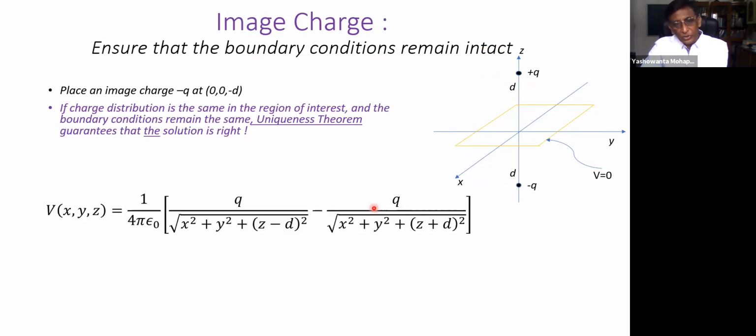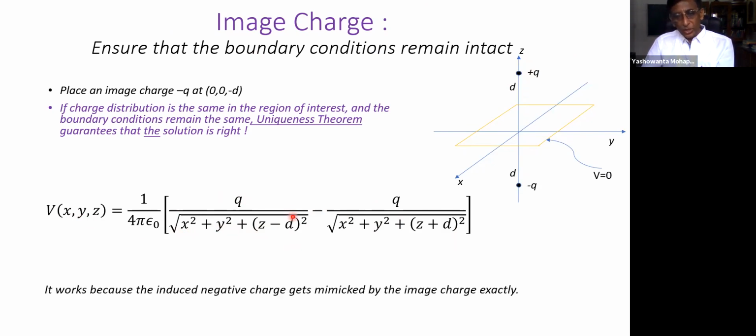Once I'm assured of that, I can simply write down V(x, y, z). The method is so simple: plus q and minus q. So q over the square root of x squared plus y squared plus (z minus d) squared, and minus q over the square root of x squared plus y squared plus (z plus d) squared, because it's in the mirror. That's it. So once I know V(x, y, z), that's the solution.